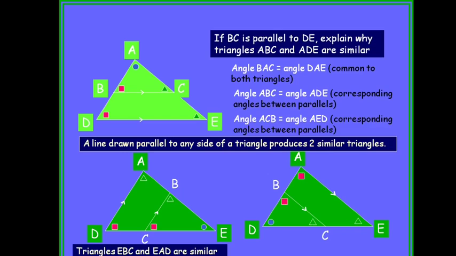One is triangle DBC and the other is triangle DAE, and both will be similar because a line drawn parallel to any side of a triangle produces two similar triangles. So you need to remember this property. This property will help you to identify two similar triangles made due to a parallel line drawn in a triangle, parallel to the third side of the triangle.